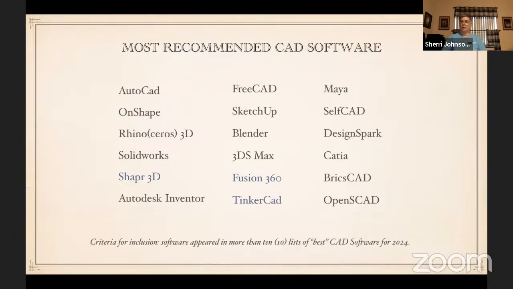AutoCAD, still number one. It does 2D, it does 3D. You've got Onshape, which is a really cool program, and we're going to discuss each one of these briefly. Rhino 3D, love that one. SolidWorks, it's amazing how many of these I've used. Shaper 3D is one that I currently use because it's like Tinkercad on steroids. I love it, and it's not as complicated to me as Fusion is. We've got Autodesk Inventor, which is designed for people who are making things, and it has a lot of simulation.